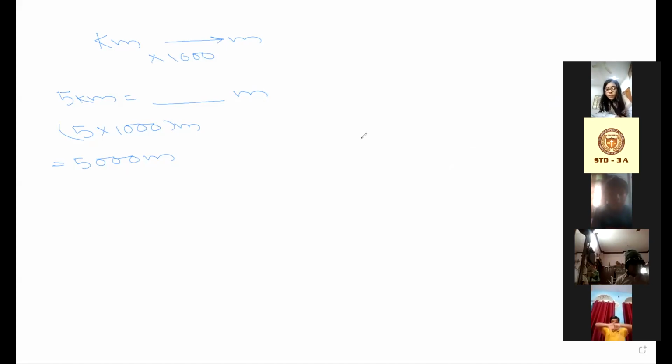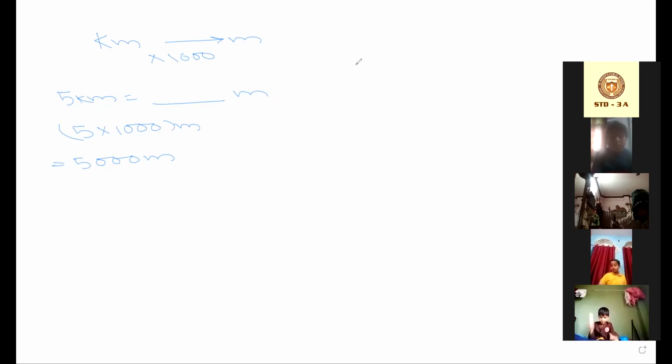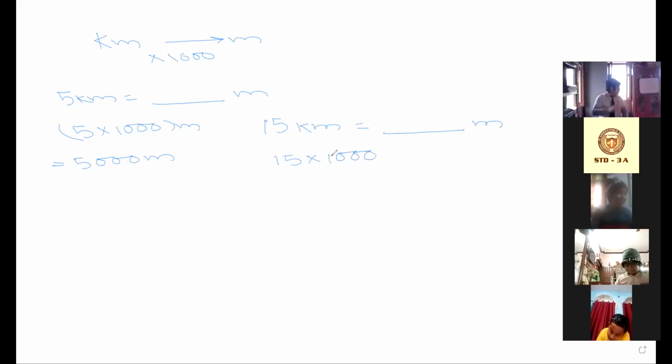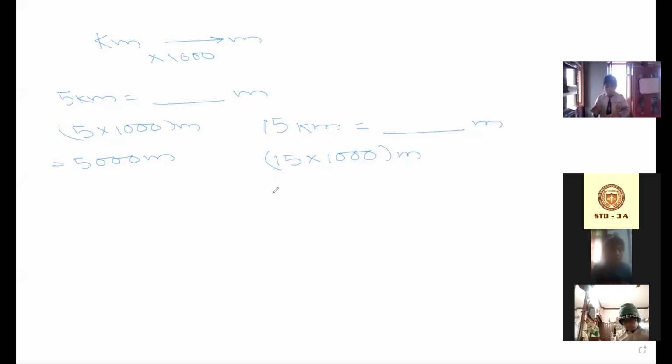So next let's take another example. Everyone do this in your copy. Suppose 15 kilometer. Everyone convert 15 kilometer into meter. So the answer is 15 into 1000, because to convert kilometer into meter, you need to multiply with 1000. So 15 into 1000 meter equal to, this is the answer.